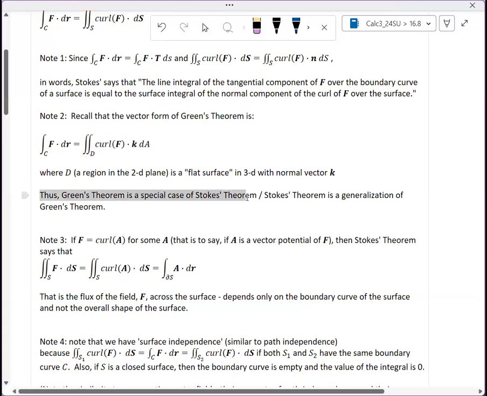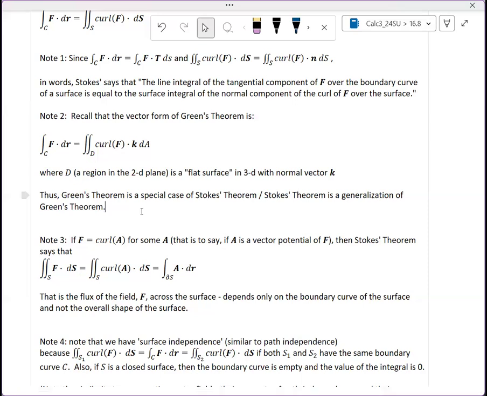So we can, in a sense, think of Green's theorem as a special case of Stokes' theorem, where we're only dealing with a flat surface that's in the xy plane. Or we can think of Stokes' theorem as a generalization of Green's theorem, where we take that flat surface in the xy plane and we allow it to be really any surface in 3 dimensions.